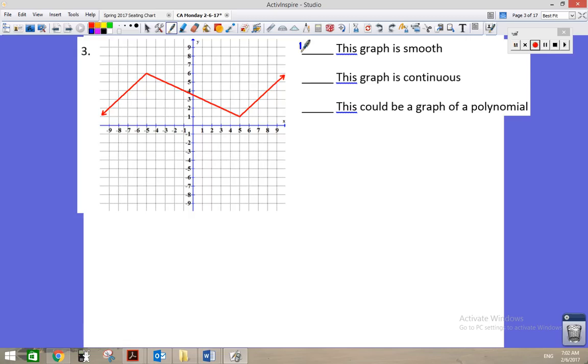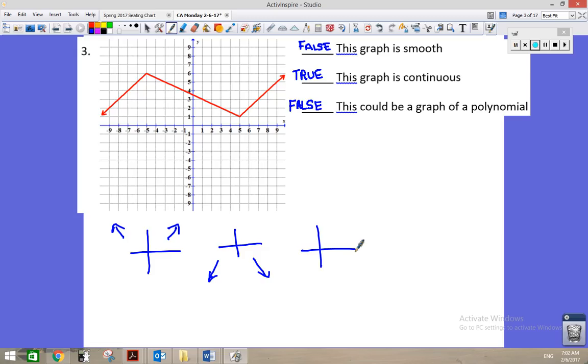This graph is not smooth, because smooth means that it has no sharp corners, and here this is a sharp corner. The graph is continuous because you can sketch the whole graph without ever lifting your pencil off of the paper. This could not be a polynomial, because polynomial functions are smooth and continuous, and they also have an end behavior that falls into one of 4 categories: either up and up, down and down, up and down, or down and up.